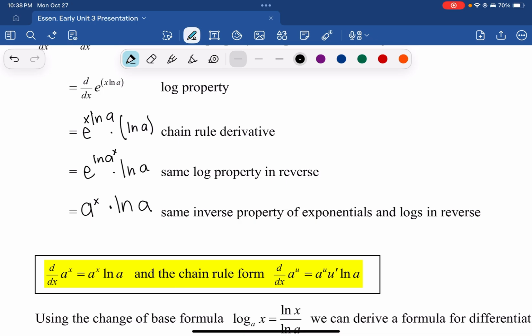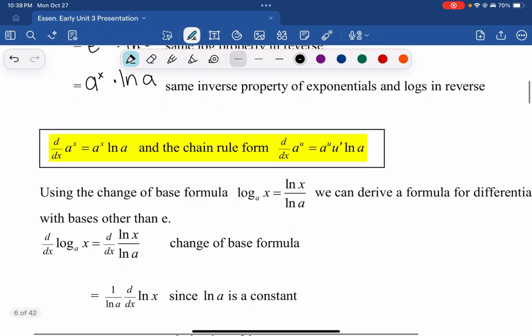And that's our chain rule, right? That's if it's just a number like 2 to the x power. If we have some function u there, then it's a to the u times u prime times the natural log of a. Let's see a couple examples.